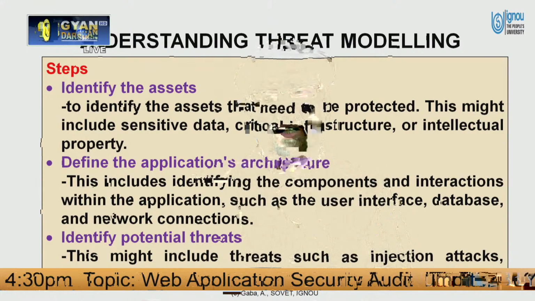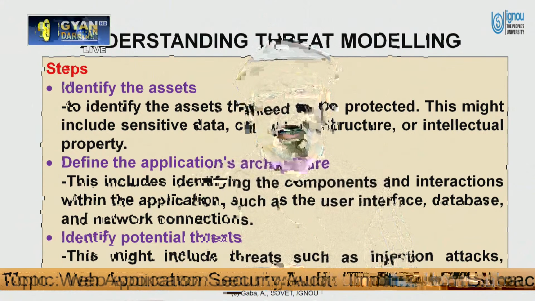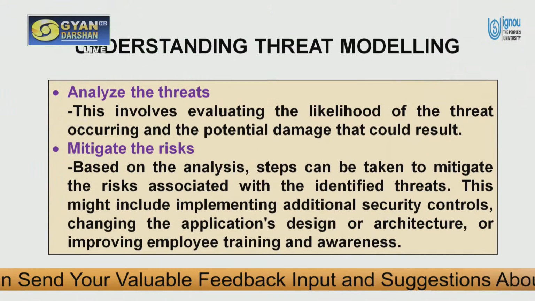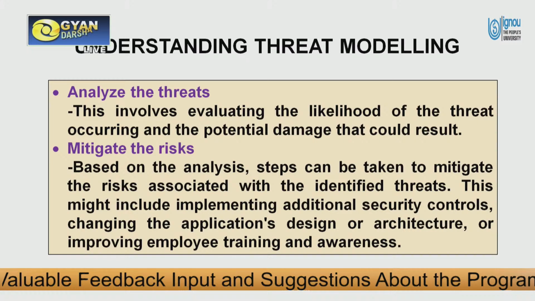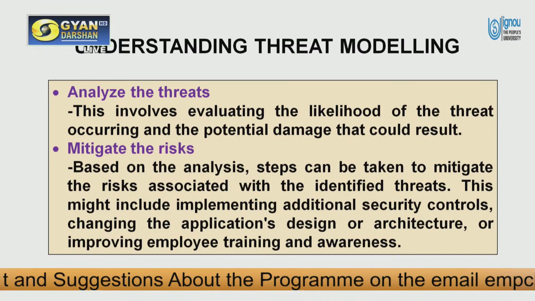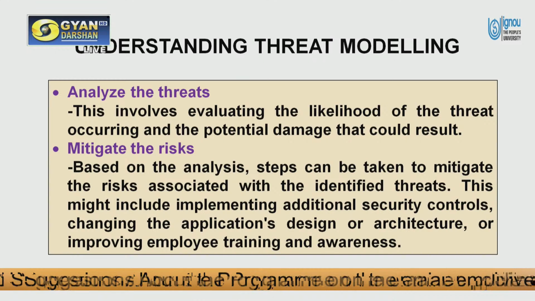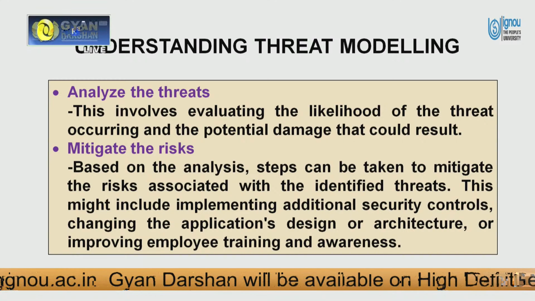Understanding threat modeling, your job is to analyze the threats. After collecting this information, the architecture and types, you have to analyze the threats. What are the threats? These threats are explained as we go on. These steps involve evaluating the likelihood of a threat, that in future it may occur, and the potential damage that could result. Most key company data is leaked. How has it been leaked?